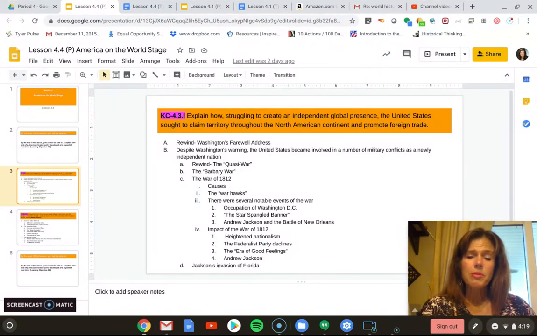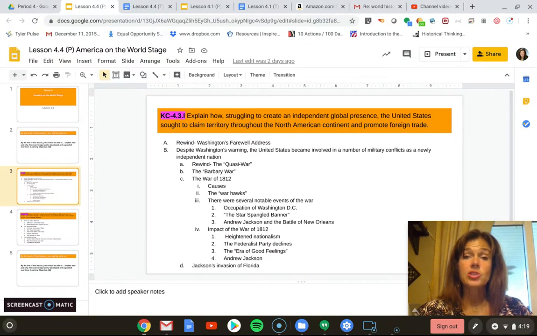This leads Republican newspapers to begin to declare that America is in an era of good feelings, because with the demise of the Federalist Party, there will be only one political party left, thus leading to this idea of good feelings. And finally, moving on, we see Andrew Jackson being promoted to this idea of a national hero.